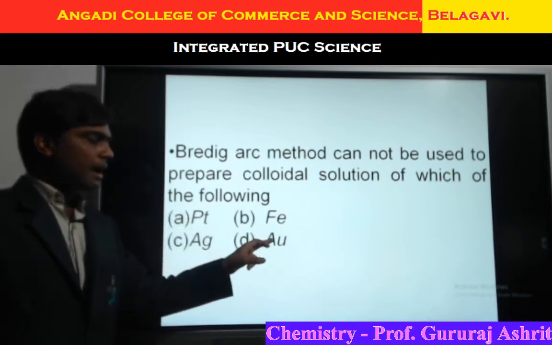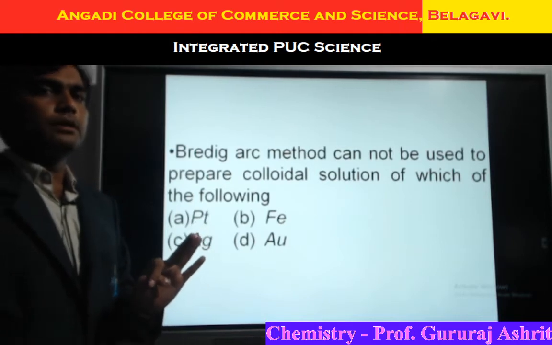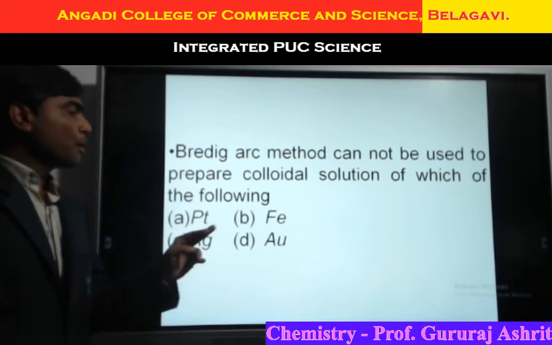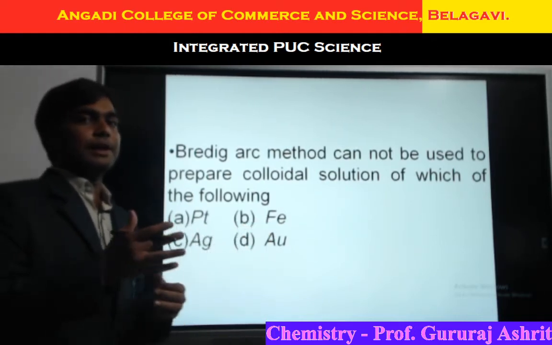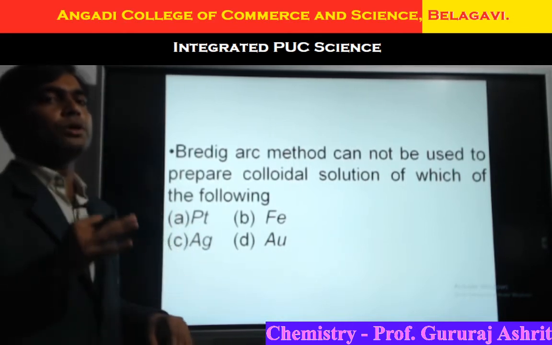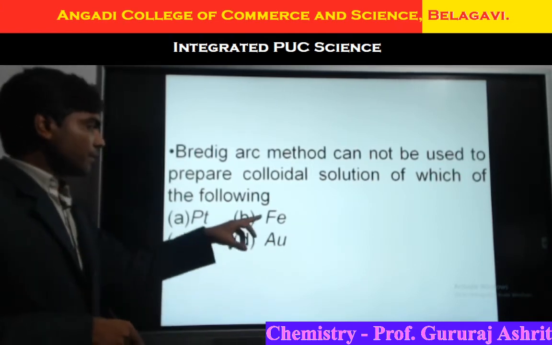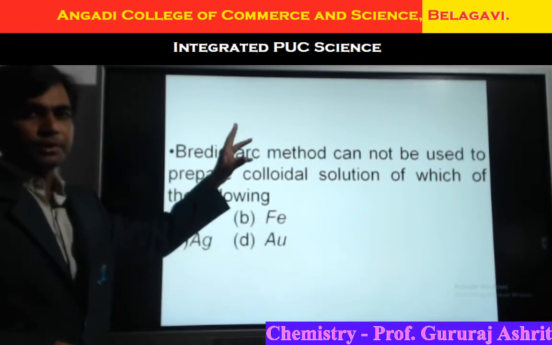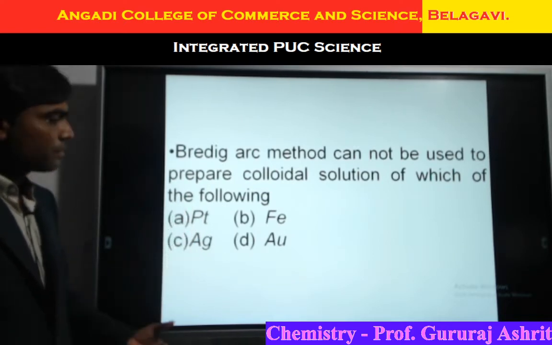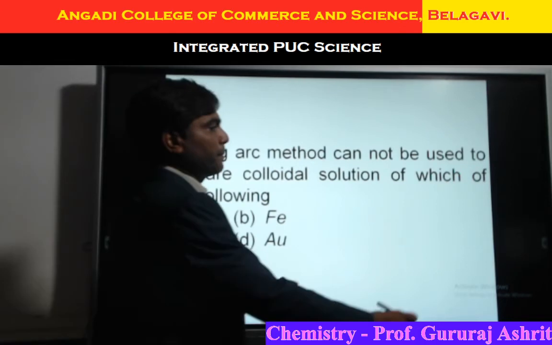Platinum, silver and gold are costliest, they are noble metals, least reactive metals. But iron is a very reactive metal, and this Brix electric arc method is only suitable for the metal salts which are less reactive. Therefore, Fe cannot be prepared by using the Brix electric arc method. Hence, option B is correct. That is Fe. Next one.